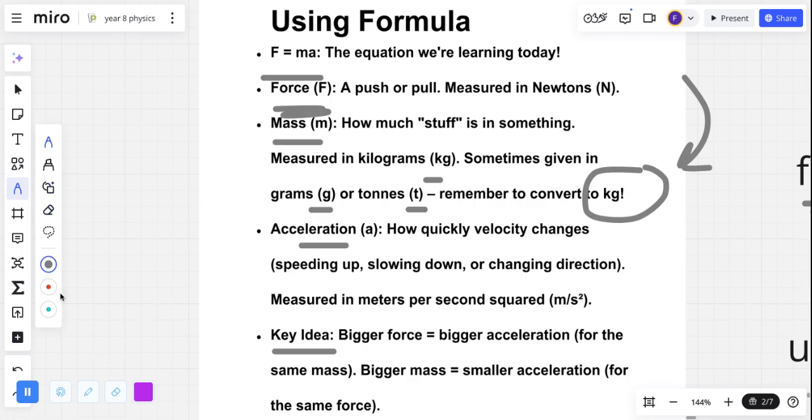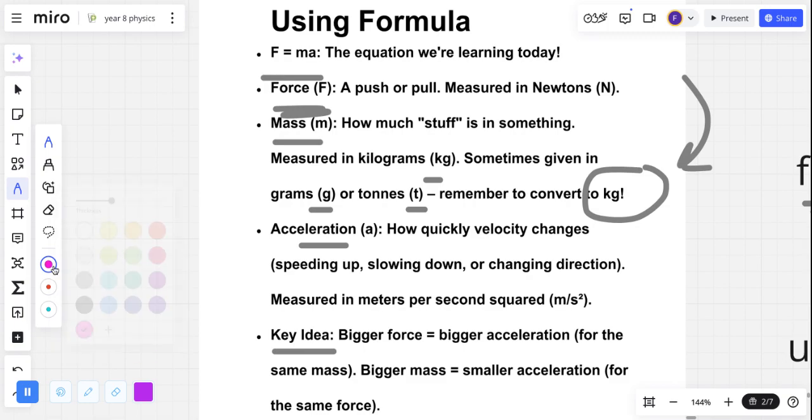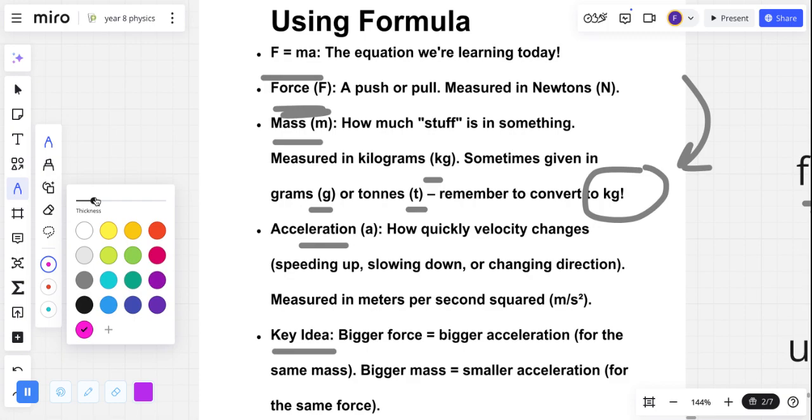Let me change colour, sweethearts. I'm going to go into a lovely, oh, I don't know. I created a vibrant pink. I love pink. Pink's a really vibrant colour.